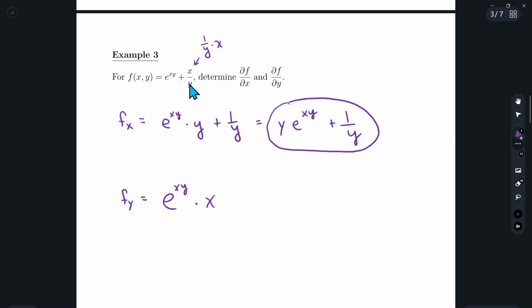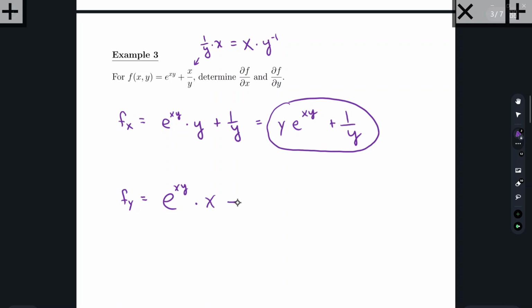And then for this part here, so now I'm thinking of y as the variable and x as the constant. So now I'm going to rewrite this as x times y to the minus 1. So I'm going to rewrite this in this form, so that now when I differentiate with respect to y, this is just the power rule, right?